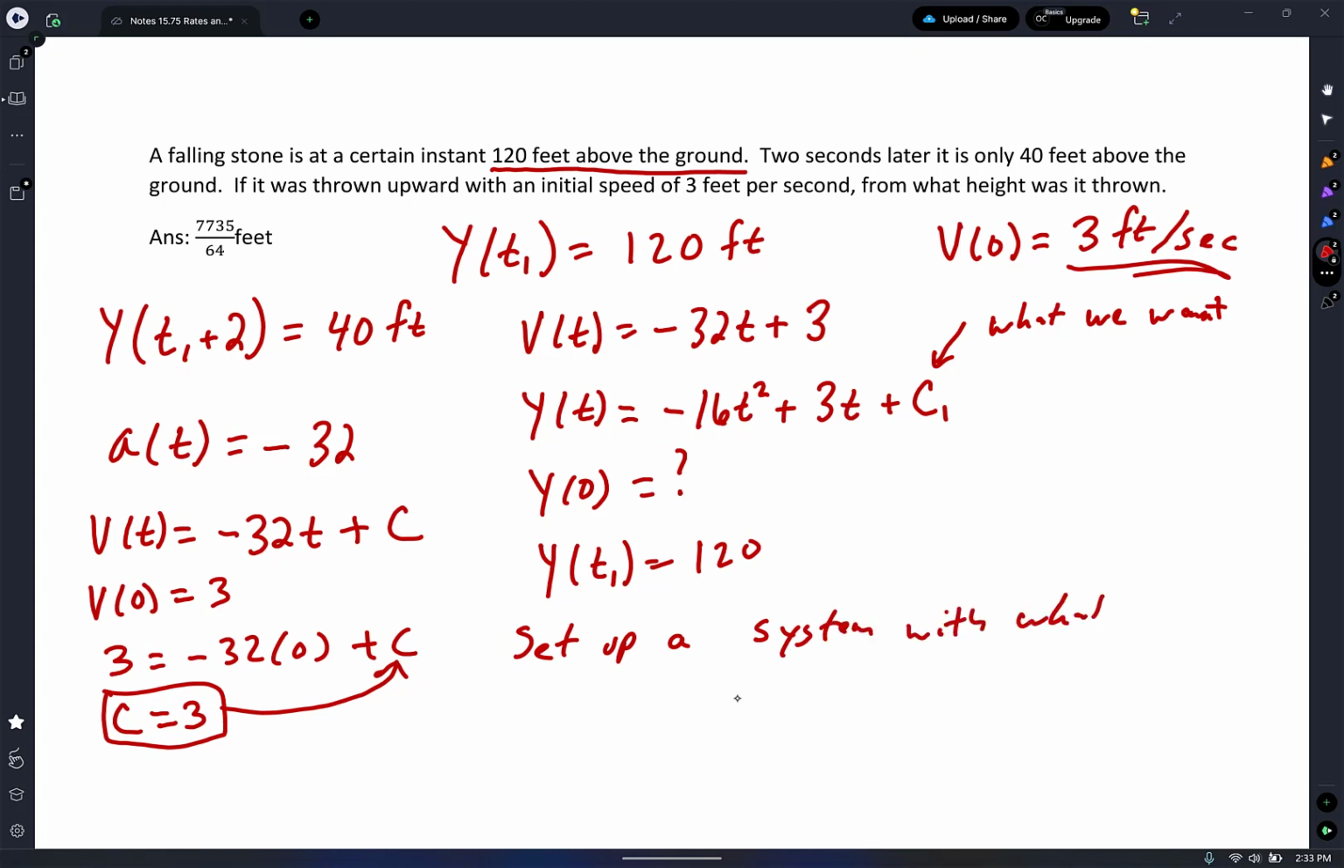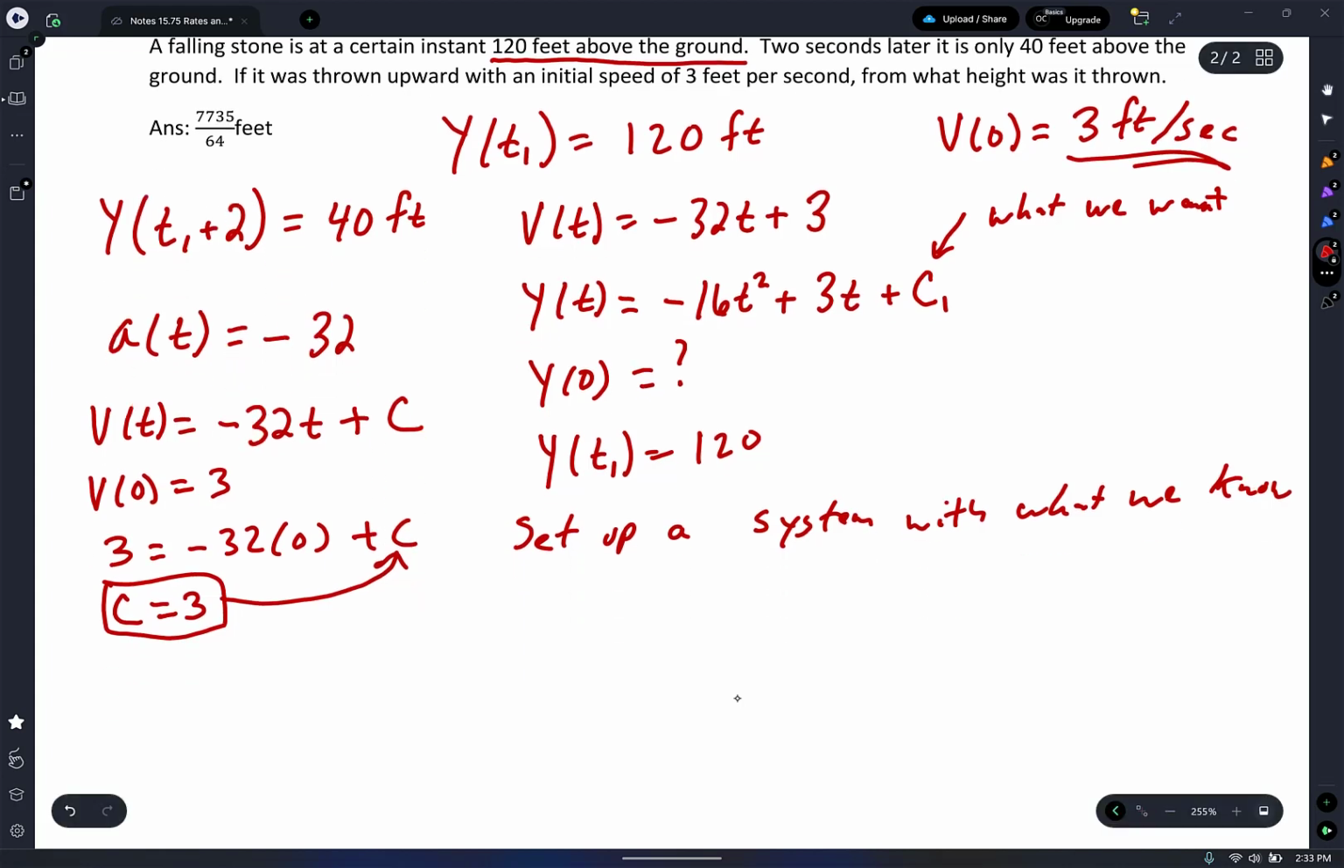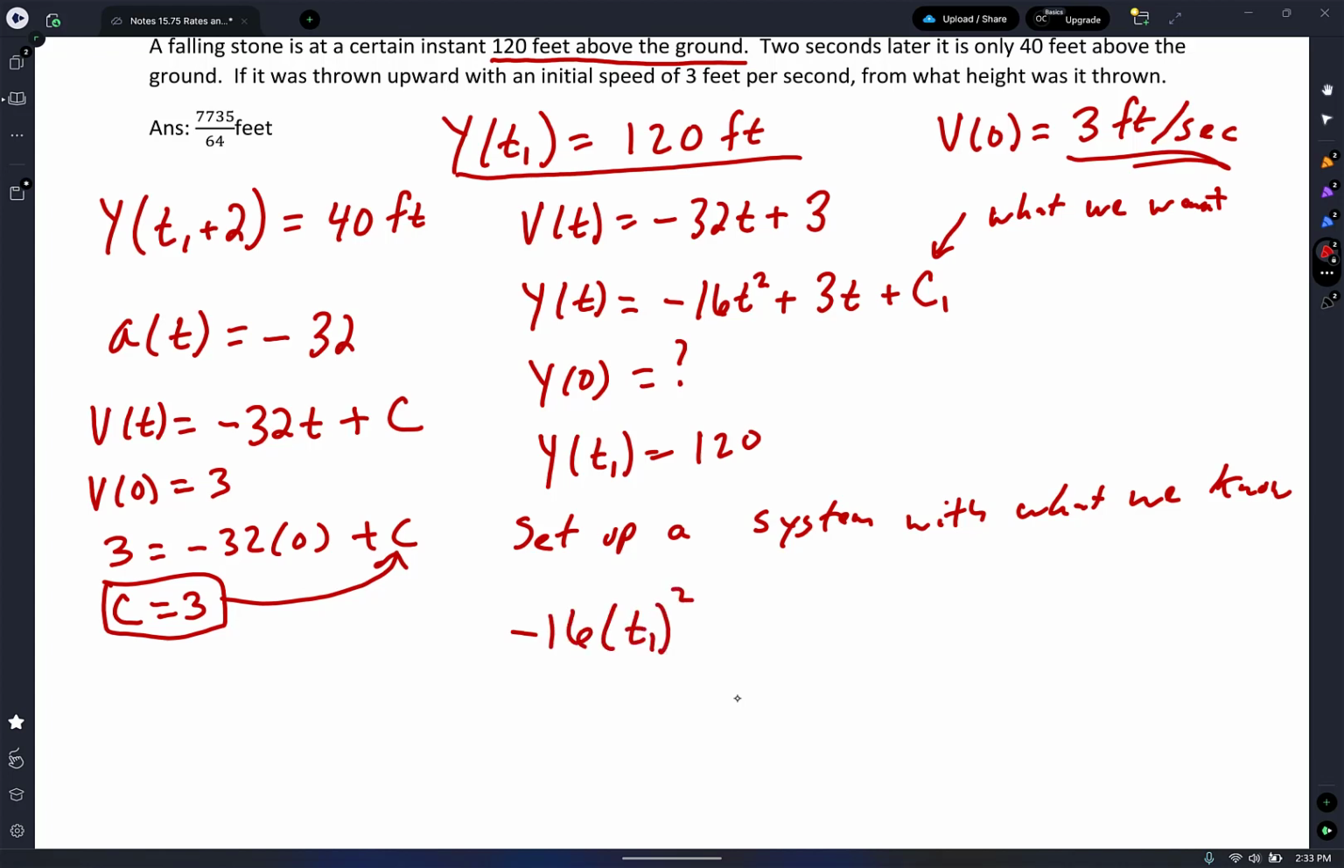If you have 2 unknowns, you better have 2 equations. That's what I'm going to do. I don't know T1 and I don't know C1. So I'm going to plug in T1, guys. At T1, I'm at 120. So I'm going to go negative 16, parenthesis T1, close it, squared, plus 3, parenthesis T1. I'm plugging in what I don't know. Plus C1, and all that better equal, at T1, what position am I at? 120. All that better equal 120. Call that equation 1.